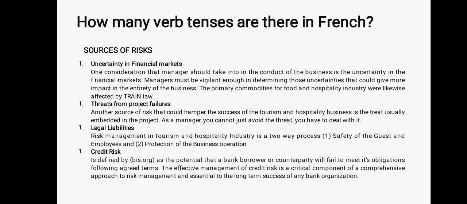Okay. Legal liabilities. When we say legal, parang demandahan na, no? Okay. Legal liabilities. Pag sabi legal liabilities, actually, it has something to do with action.